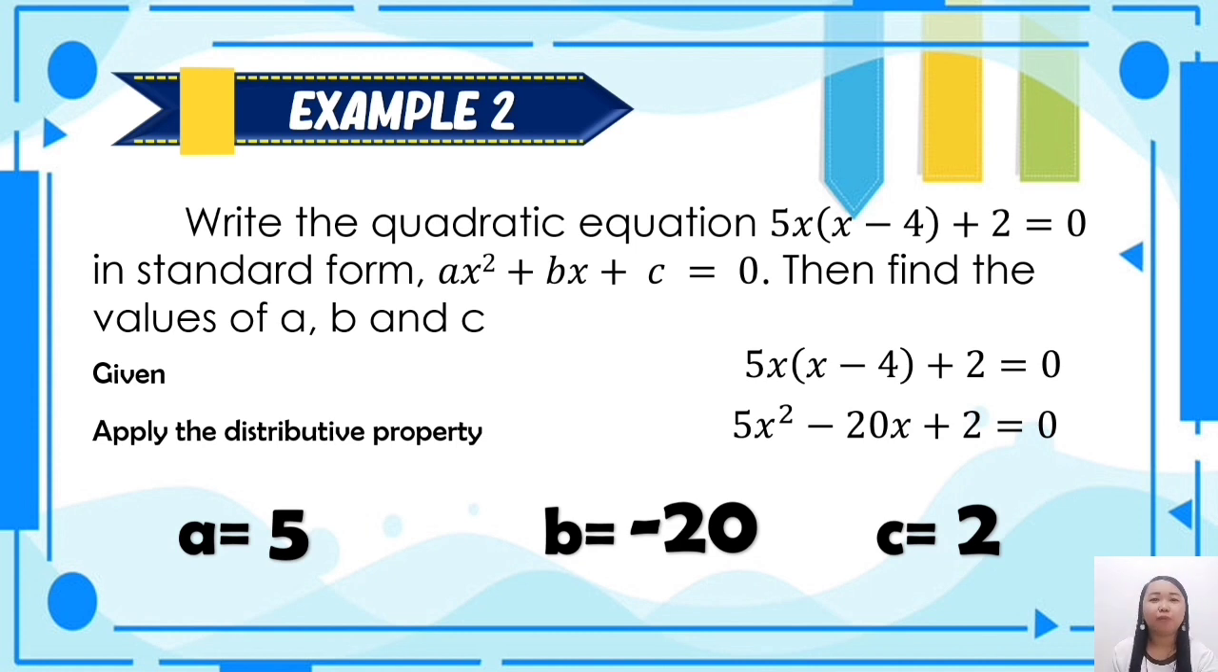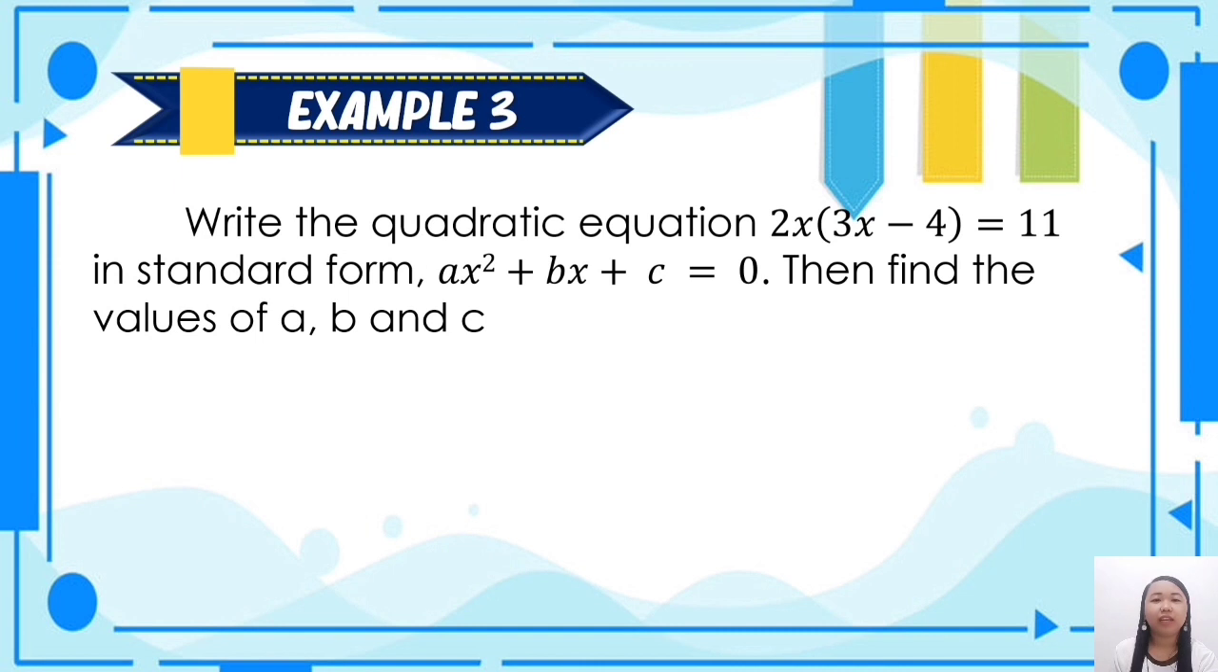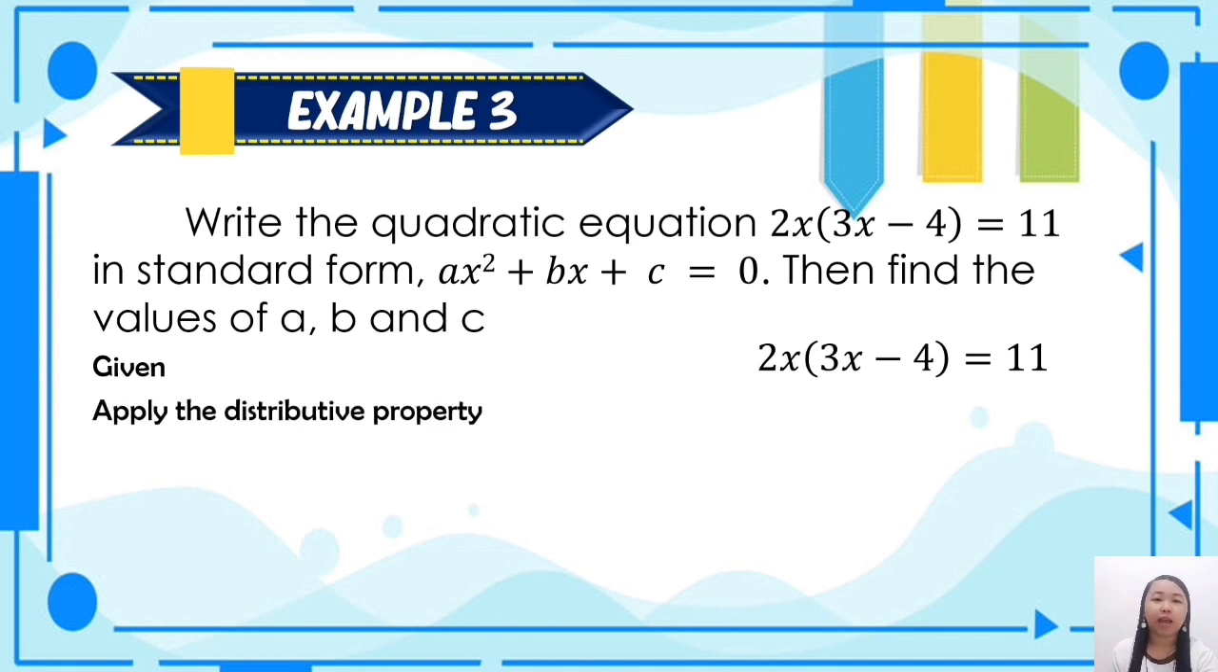Next, example number 3. Write the quadratic equation 2x multiplied by the quantity of 3x minus 4 equals 11. That is the given. And then same with example number 2, we need to apply the distributive property. So the result is 6x squared minus 8x equals 11.